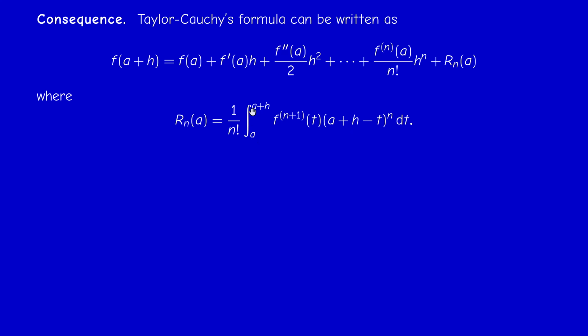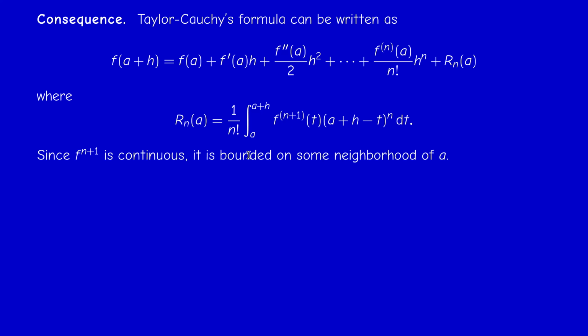So this is the integral from a to x, and this is x minus t. So sometimes you may see Taylor-Cauchy or Taylor in this way, but these are completely equivalent actually. Okay. Now, what happens when h is small? This is where we usually use the formula when h is small.